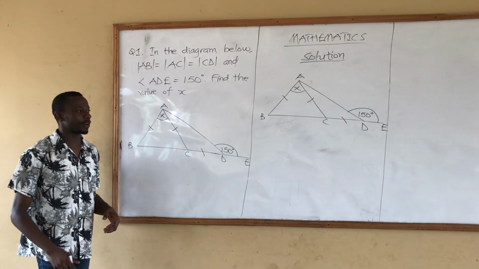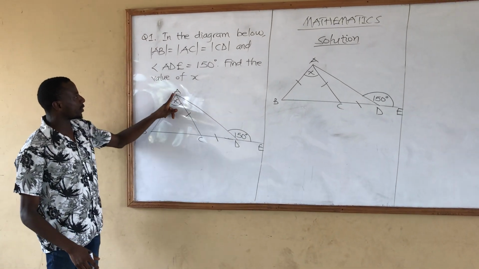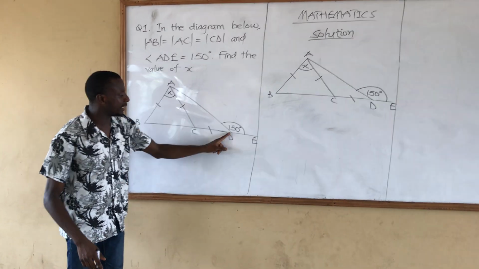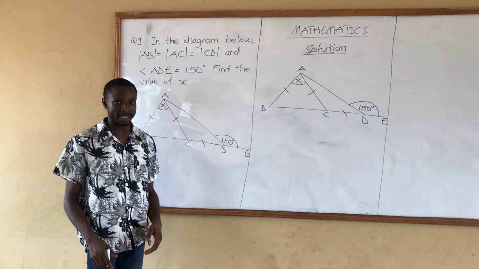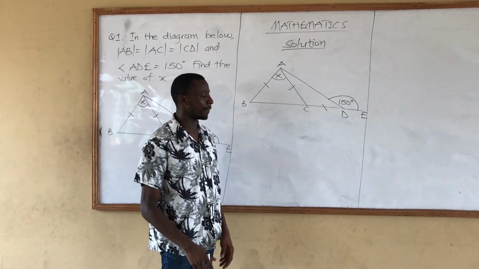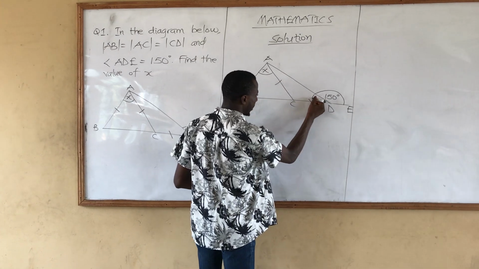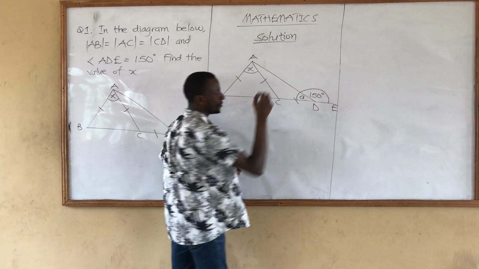Okay, now let's look at the question. In the diagram below, AB is equal to AC is equal to CD, and angle ADE is equal to 150 degrees. Find the value of X. Now, from the diagram we have here, it is very simple and easy to get to the angle we have here. Just this angle. So now let me name this angle A.